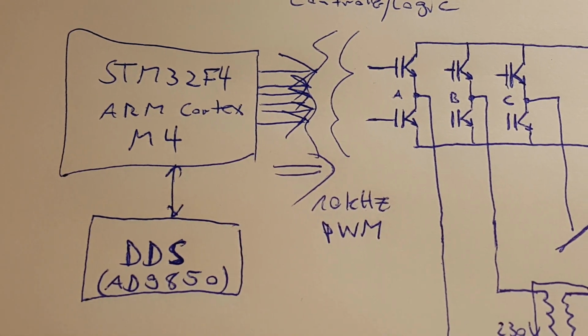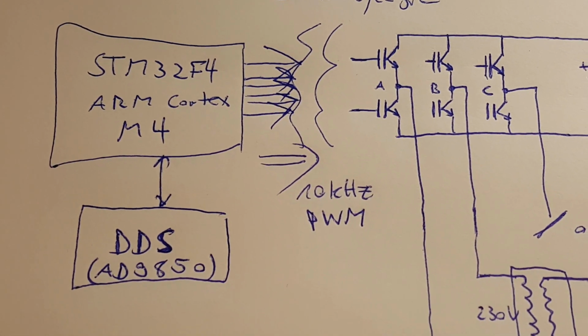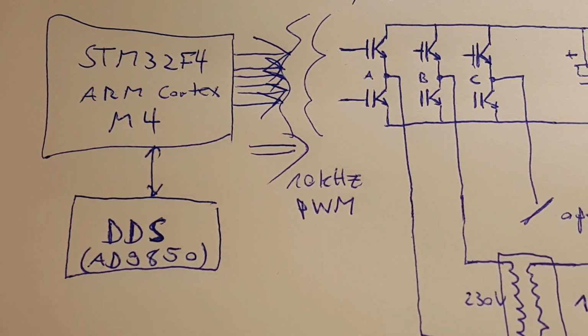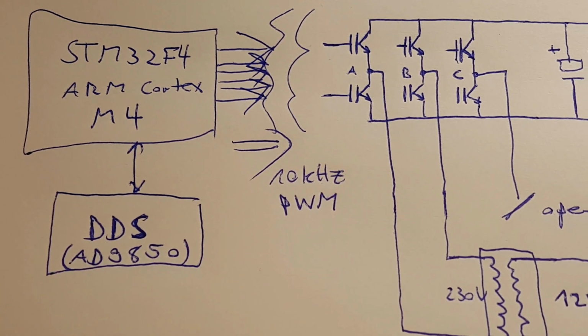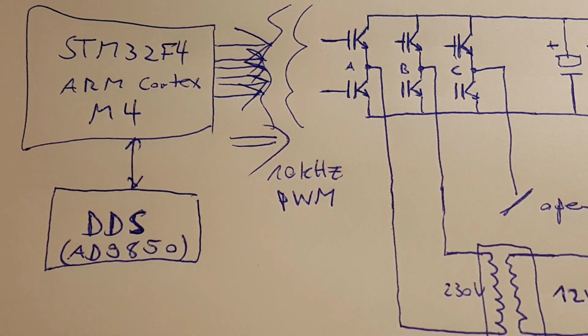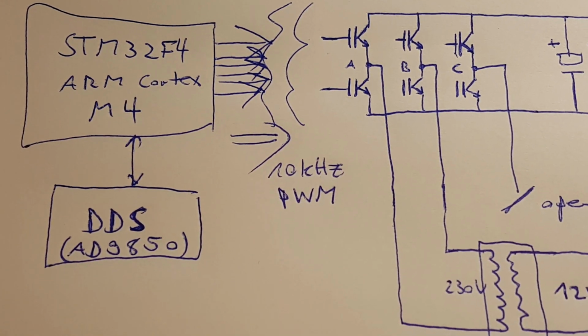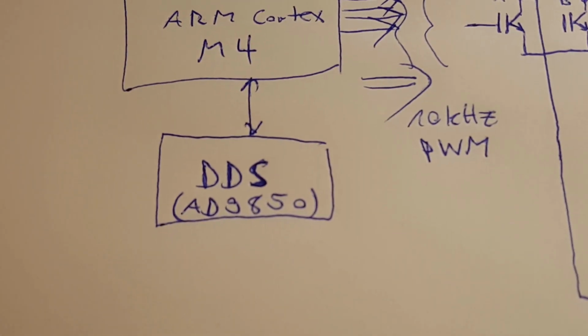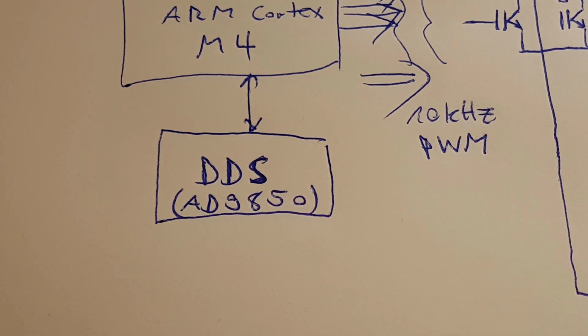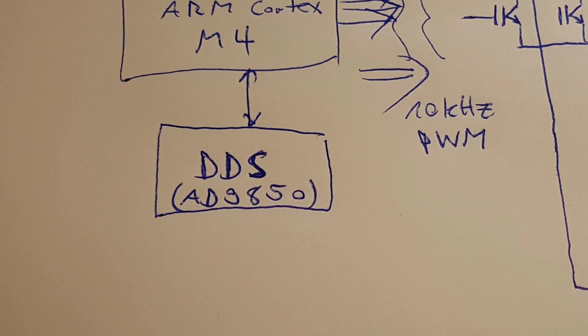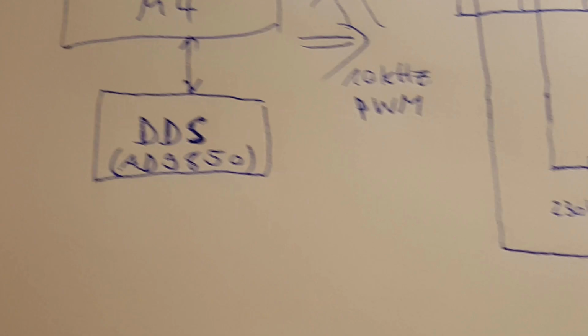This microcontroller generates a PWM of exactly 10 kHz, and the generated PWM is amplitude modulated in a sinusoidal fashion. The rotation frequency is generated by a DDS, the AD9850.